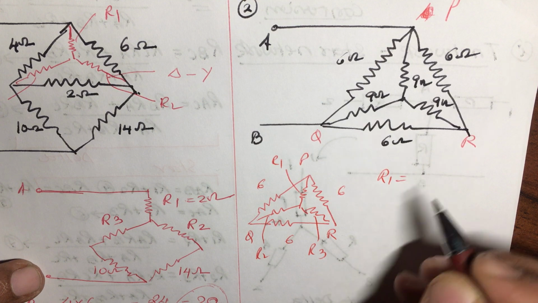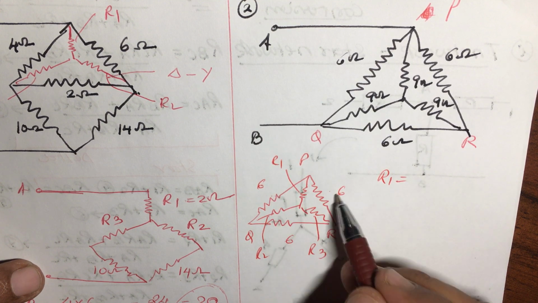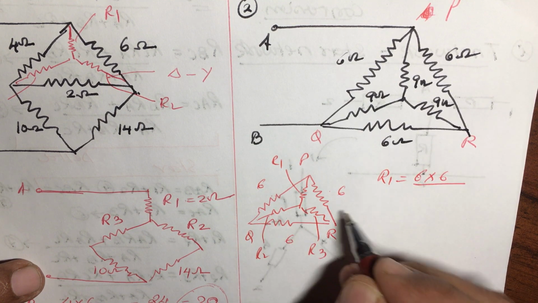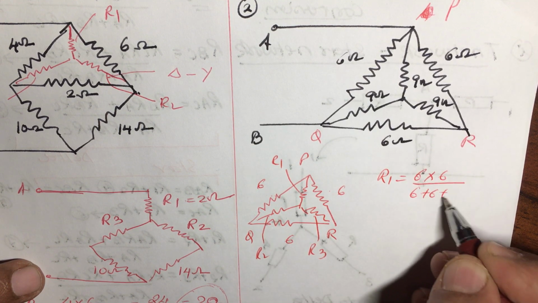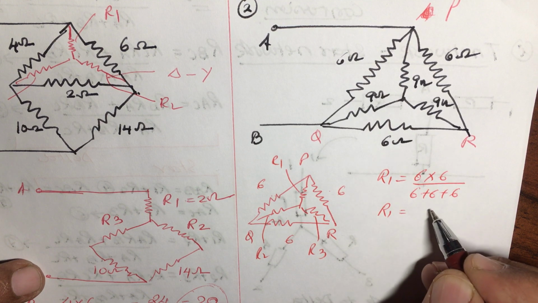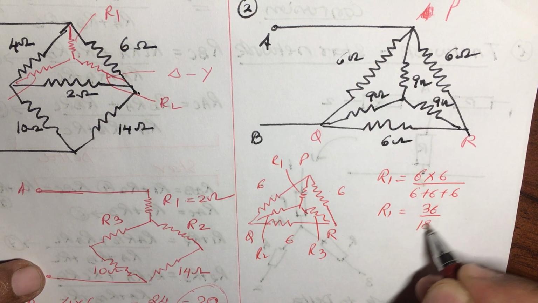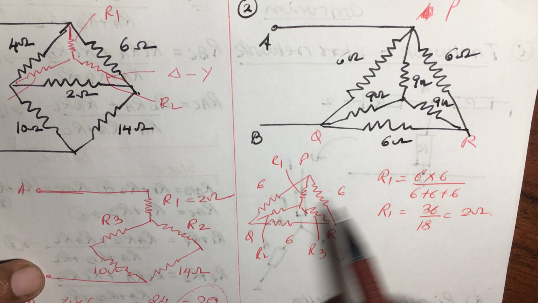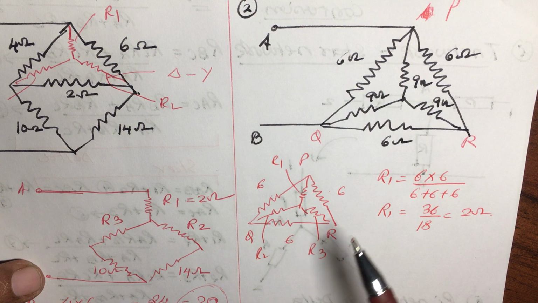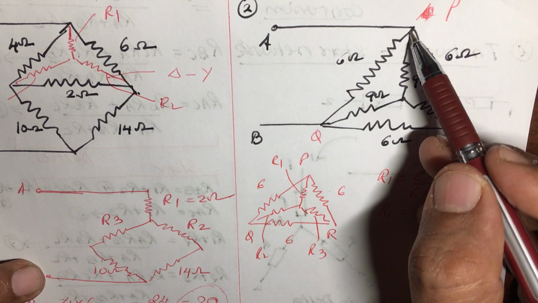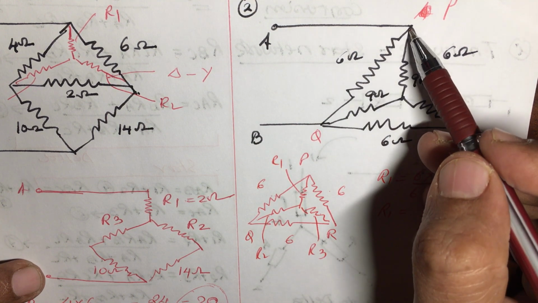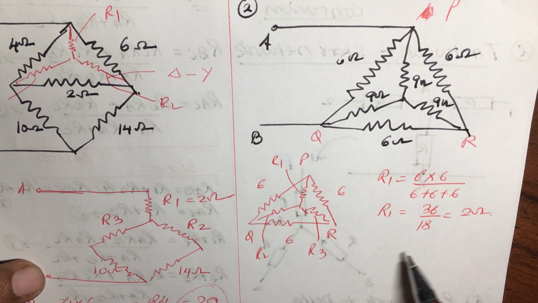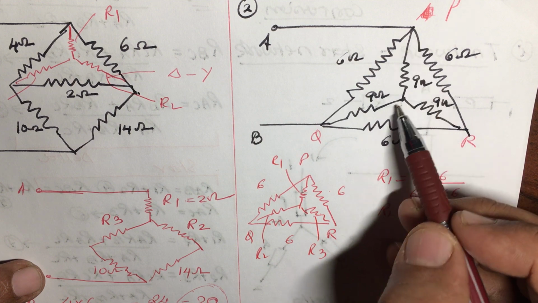What is R1? R1 ये R1 है, तो this and this, so 6 and 6 सब जगह same ही है, so it will be 6 into 6 upon 6 plus 6 plus 6. So R1 is 36 by 18, that is 2 ohm. सब कुछ same है तो सब जगह 2 ही होगा. So this will be 2, this will be 2, this will be 2. मतलब यहाँ देख अभी बाहर वाला निकल गया. So between P and Q and R, you will have a star-like network of 2, 2 and 2.